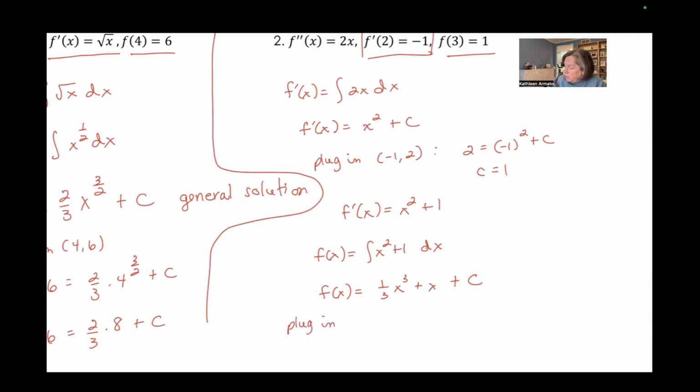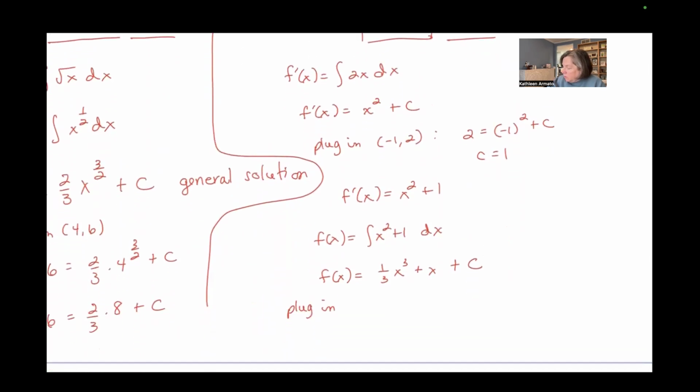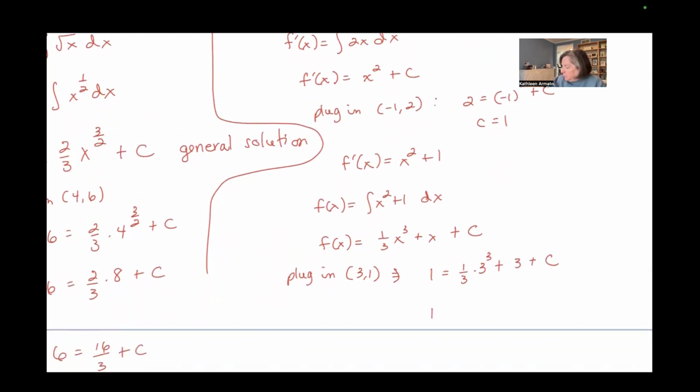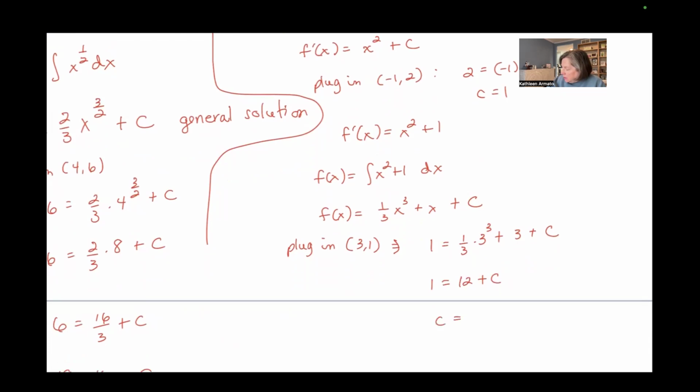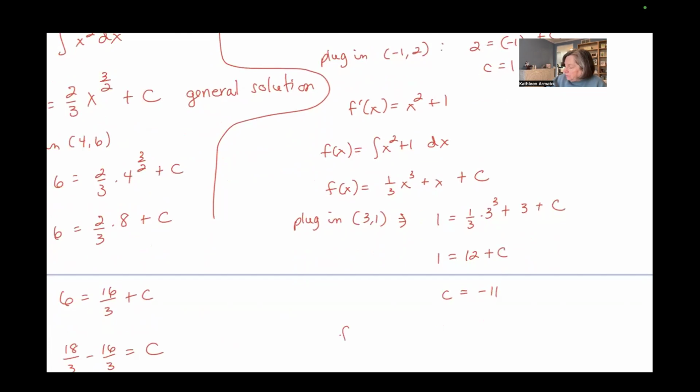I know a point on the function f of x is 3, 1. So 1 equals 1/3 times 3 cubed plus 3 plus c. That'd be 9 plus 3 is 12. So it looks like c is -11. So my final answer is 1/3 x cubed plus x minus 11.